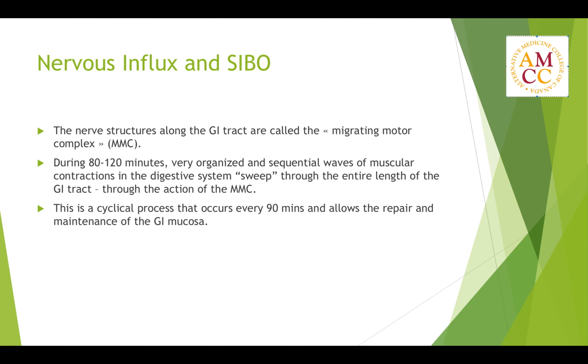So obviously when the migrating motor complex gets disturbed by the chronic gas distension due to the wrong kind of bacteria, the gut membrane has a harder time cleaning up and maintaining itself, and therefore bacterial population will grow there with a lot more ease than if that system was working properly. So it's essentially a little bit of a vicious cycle.